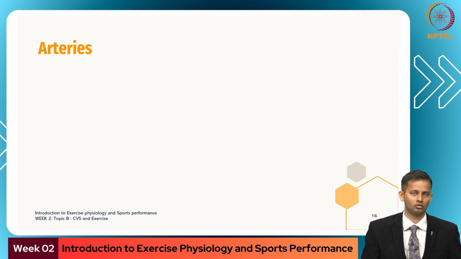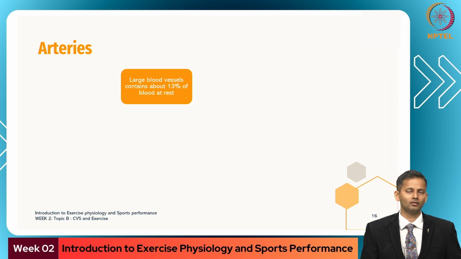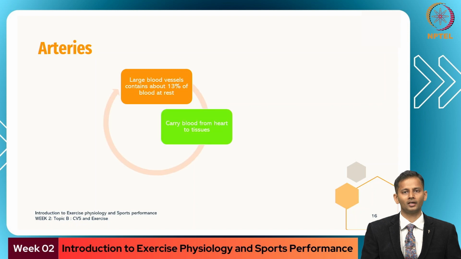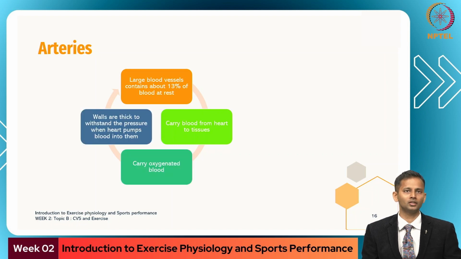Let's know something in detail about each of these. Arteries are large blood vessels, as I had mentioned, and they have about 13% of the blood at any point of time during rest, and they carry the oxygenated blood from the heart to various parts of the body. Since they act against a certain amount of pressure at which the left ventricle or the heart pumps out the blood, their walls are slightly thicker so that they can offer resistance to the pressure that is generated by the heart.